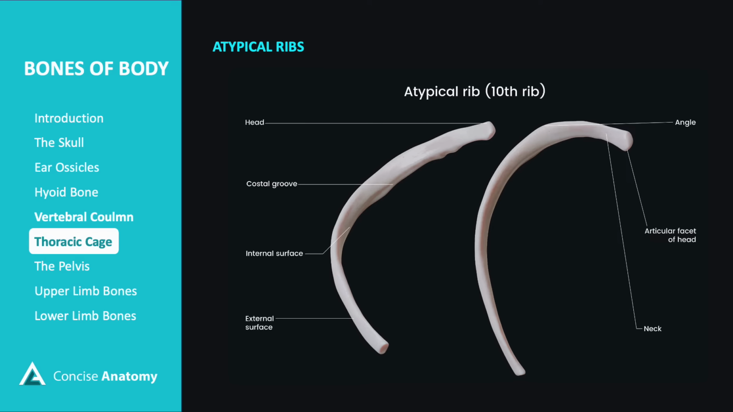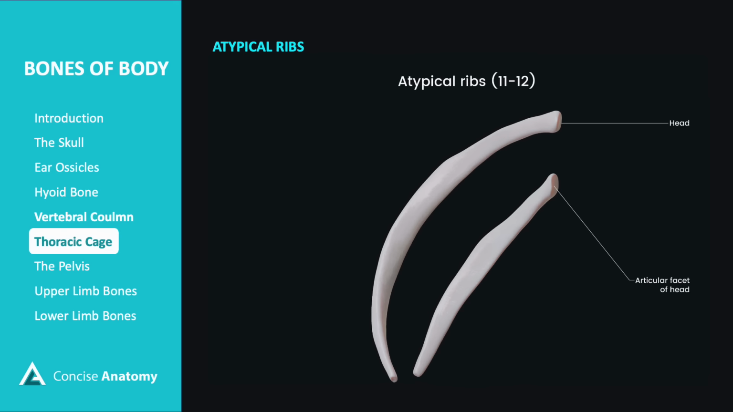Unlike typical ribs, it does not have a tubercle for costotransverse articulation. The 11th and 12th ribs are floating ribs, with a single facet on their heads for articulation with the T11 and T12 vertebrae. They are shorter, lack a tubercle, and do not attach to the sternum.